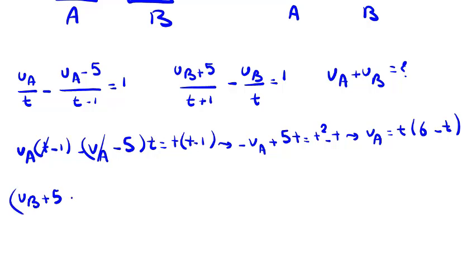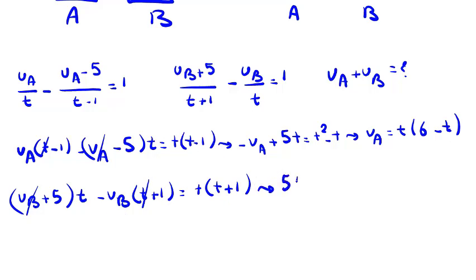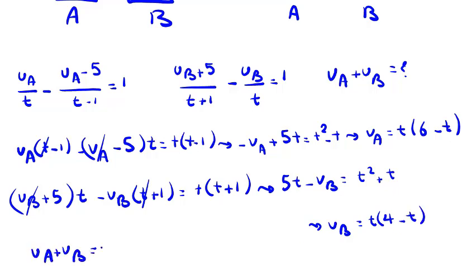Now let's simplify this equality. Multiply by T times T plus 1, VB plus 5 times T minus VB times T plus 1 equals T times T plus 1. So here, VBT you can cancel, negative VBT you can cancel. Then we have 5T minus VB equals T squared plus T. So if you take it to the right hand side, you can say VB is 5T minus T squared minus T, 4T minus T squared, T times 4 minus T. Now VA plus VB equals what? Factor out T, 10 minus 2T. And it will be what? You factor out 2, 5 minus T.